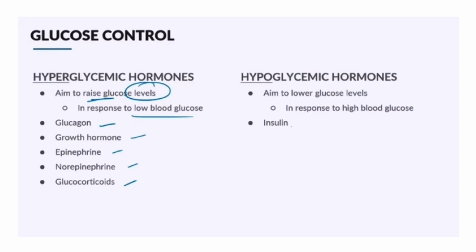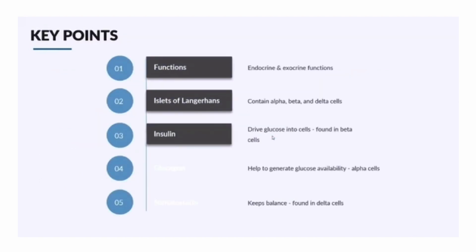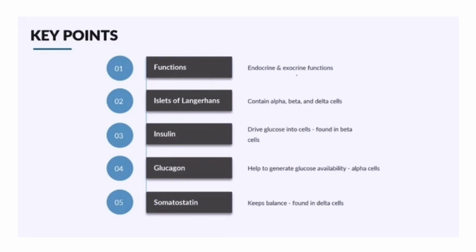Now, in the event that the blood sugar levels are too high, what we want to do is lower the glucose levels. And this is a response to that high blood glucose. Insulin is the primary driver for that. So let's recap. The pancreas has two different functions, primarily the endocrine and the exocrine function, but the one that we were worried about for this lesson was the endocrine functions.